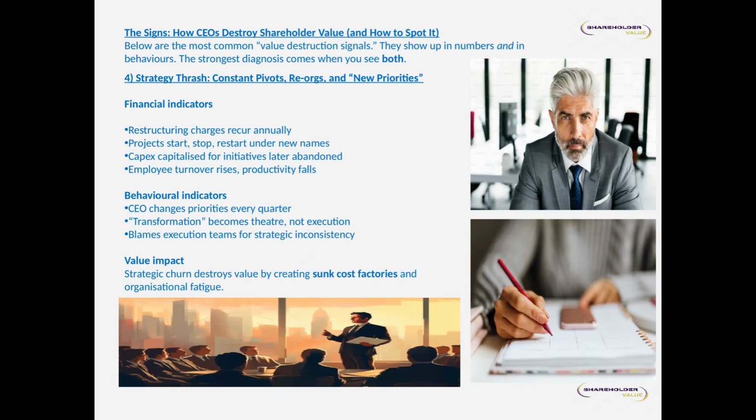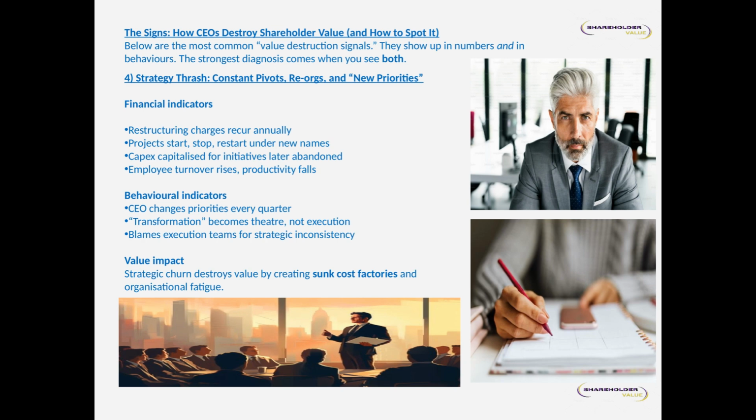When you see a CEO constantly changing strategy, reorganizing departments, and introducing new priorities without follow-through, it's a serious red flag. Financially, this shows up as restructuring charges every year, projects that start and stop repeatedly under different names, and capital expenditures tied to initiatives that never get completed. You'll also notice employee turnover rising and productivity dropping because the team becomes worn out and confused.